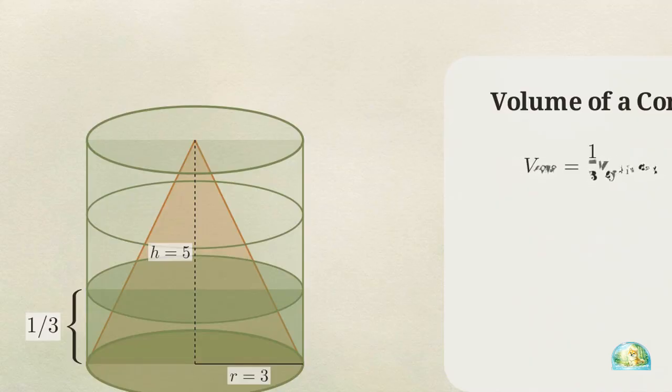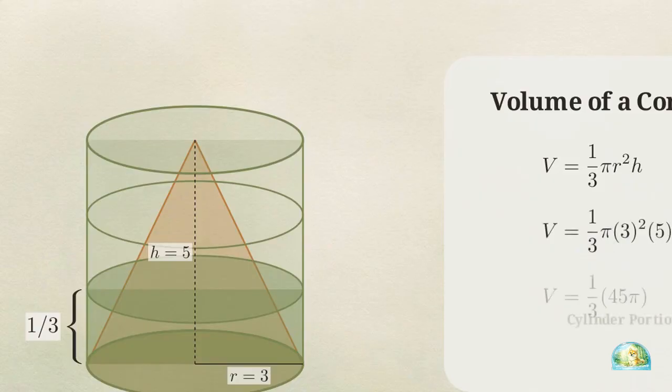Take a moment, pause the video, and calculate the volume of this sand pile. Let's work through the steps. We know the full cylinder portion is 45 pi. Multiplying that by 1/3 gives us 15 pi cubic units. The 1/3 fraction is a permanent rule of the formula. A cone's volume is mathematically bound to the cylinder that encloses it.